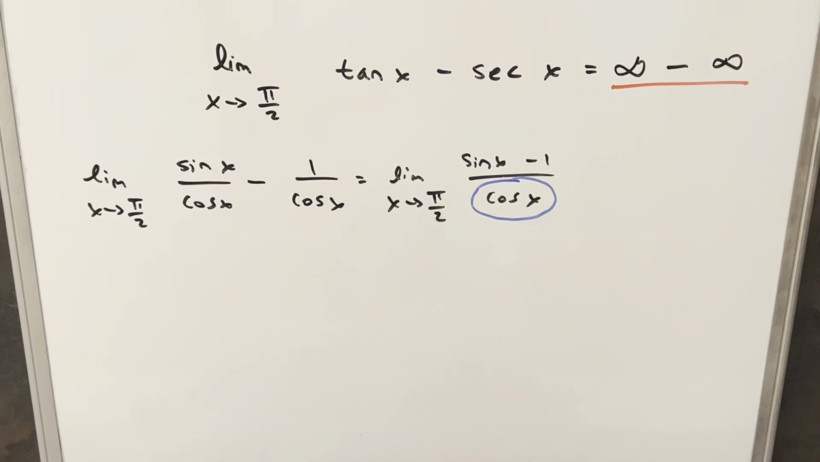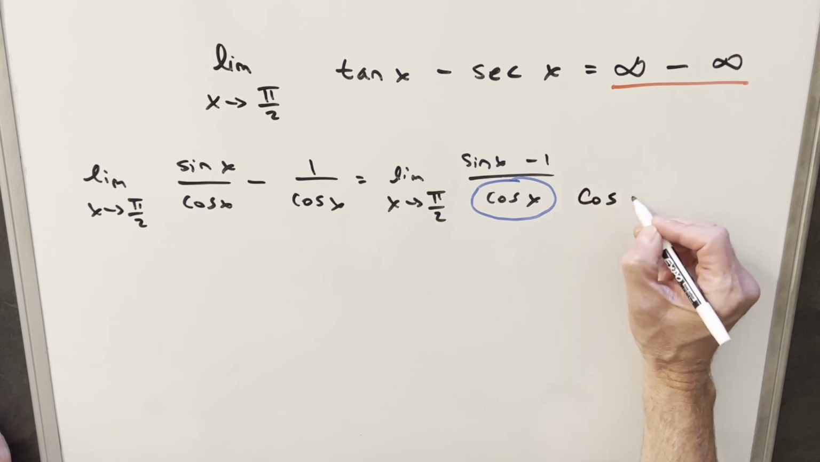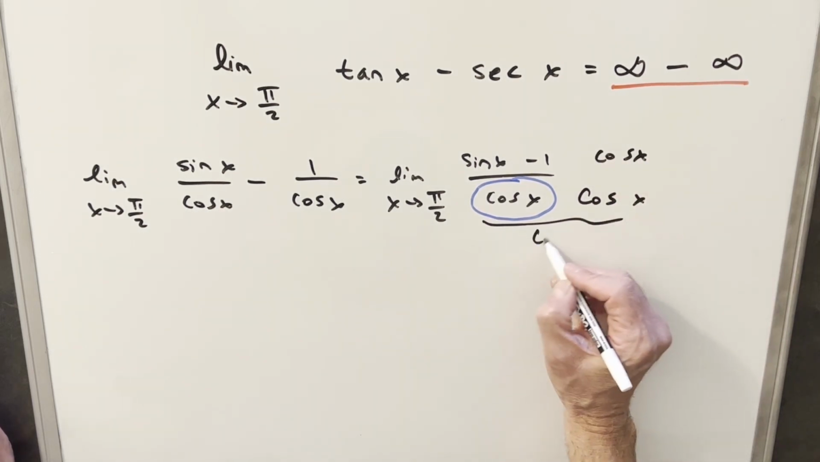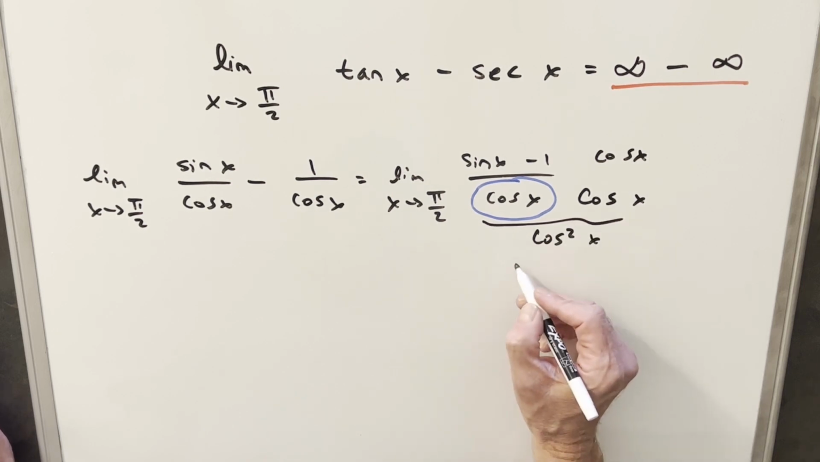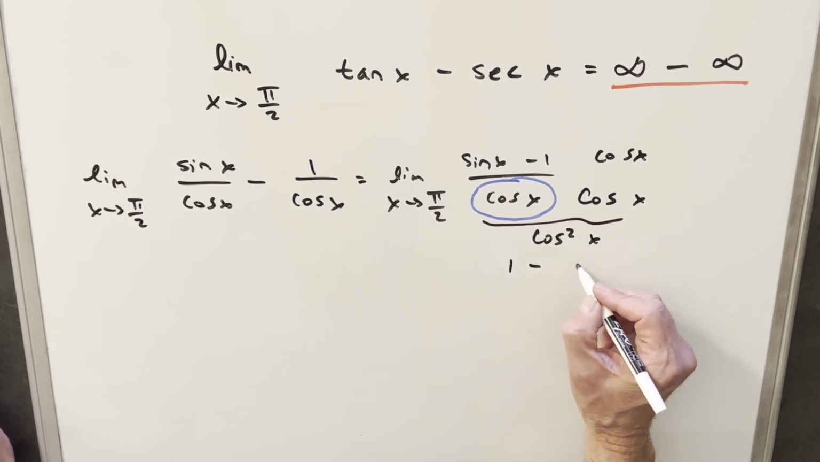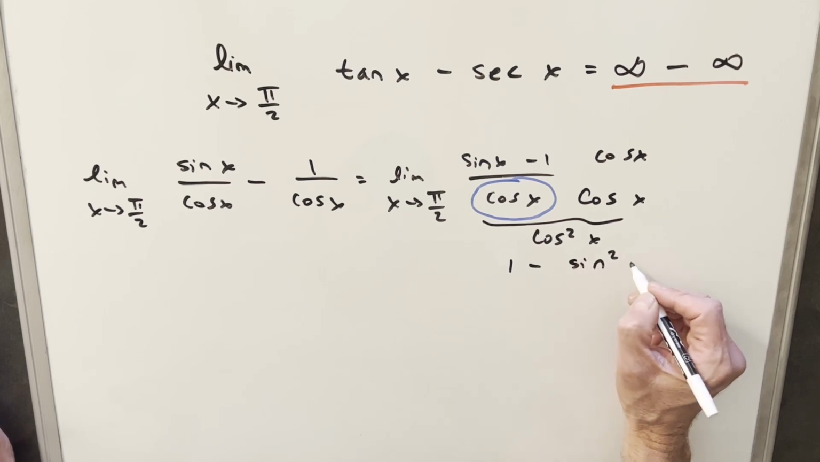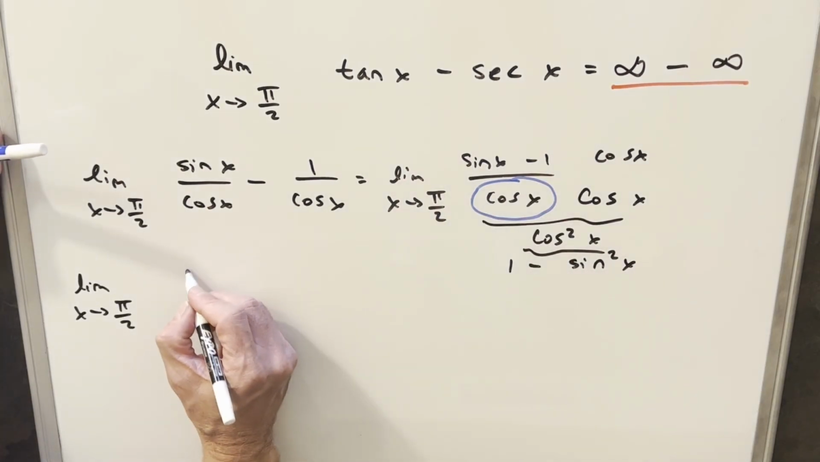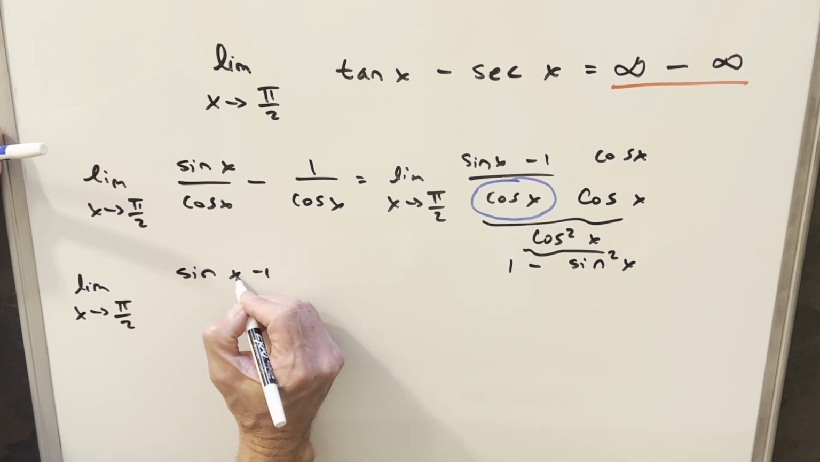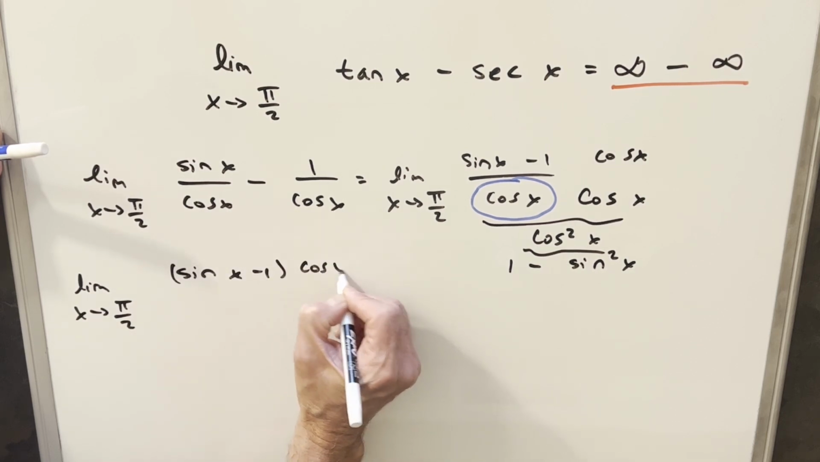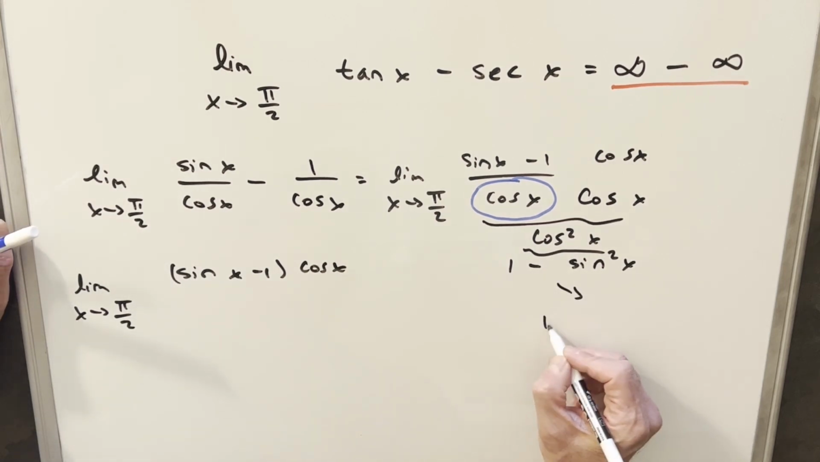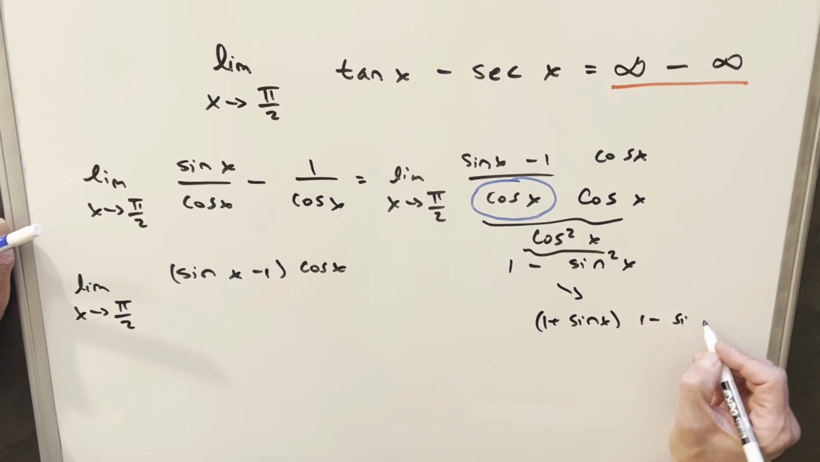What I'm going to do is multiply top and bottom by cosine x. Then this is going to become cosine squared x, but what I can do is rewrite cosine squared x using the identity that this is the same thing as 1 minus sine squared x. So now I'm just going to rewrite this. In the numerator, we're going to have sine x minus 1 times cosine x. For 1 minus sine squared x, I'm going to break that up as a difference of two squares. So I'm going to write it as 1 plus sine x times 1 minus sine x.